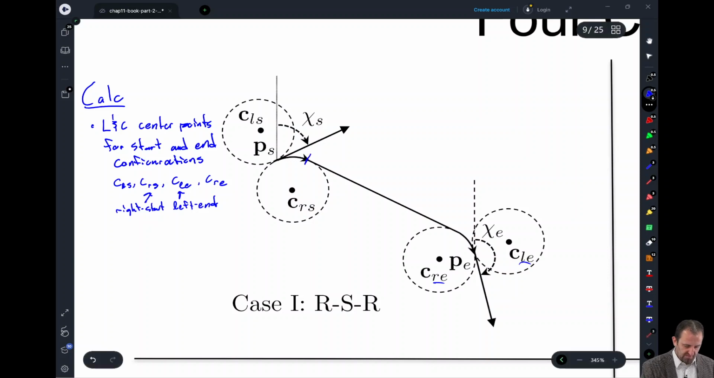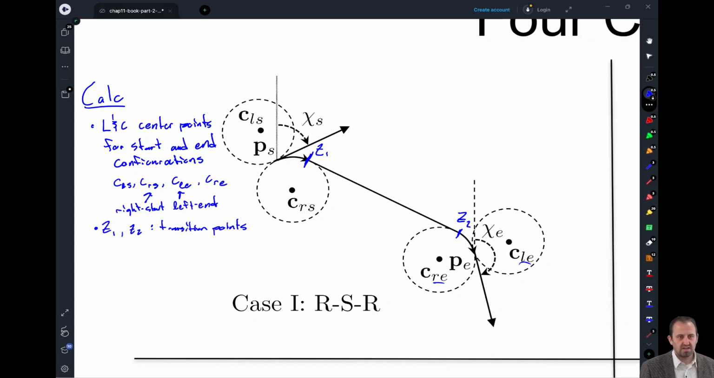Next, we're going to have to define when we start executing the line. We'll call this Z1, and this one will be Z2. We need the Z1 and Z2. These are our transition points. So when do we start transitioning between executing a circle and a straight line, and then from a straight line back to a circle? Those are going to be our two points.